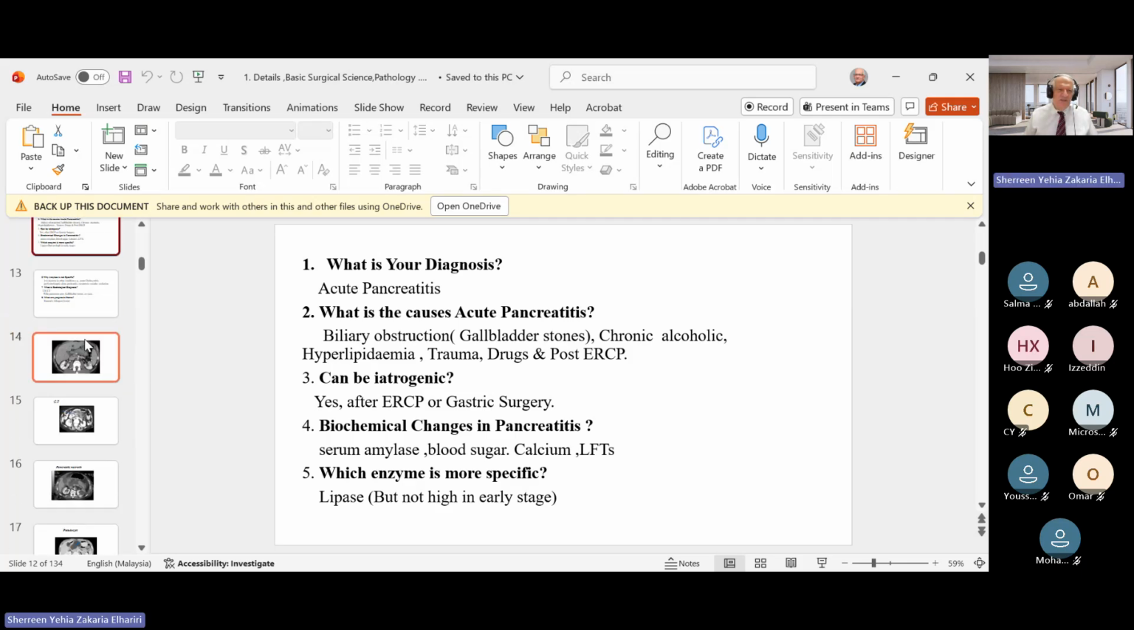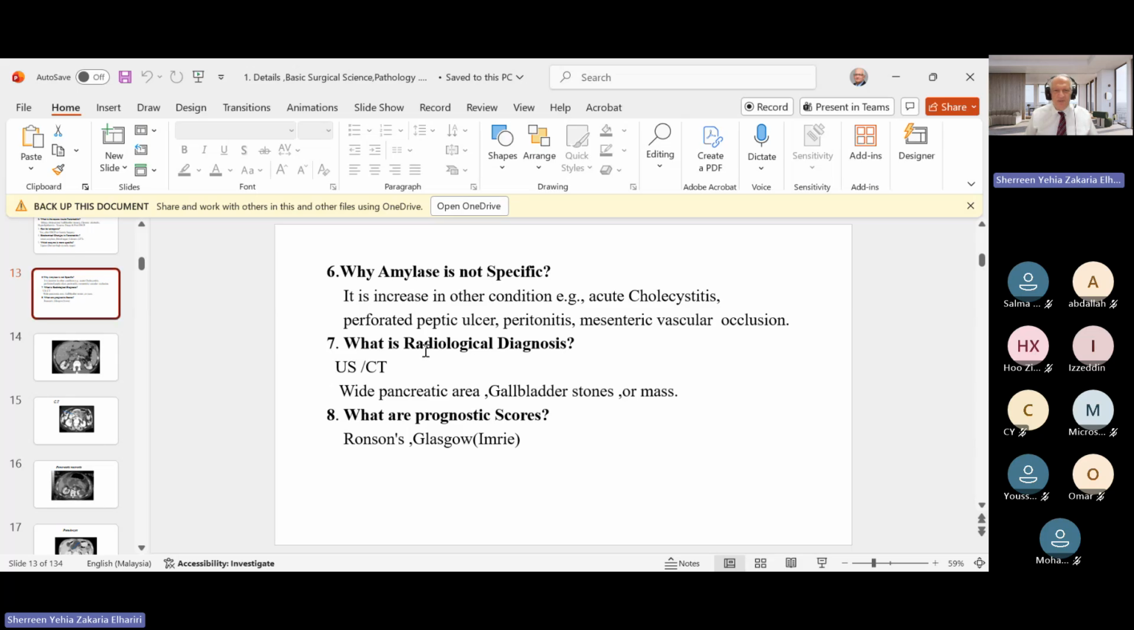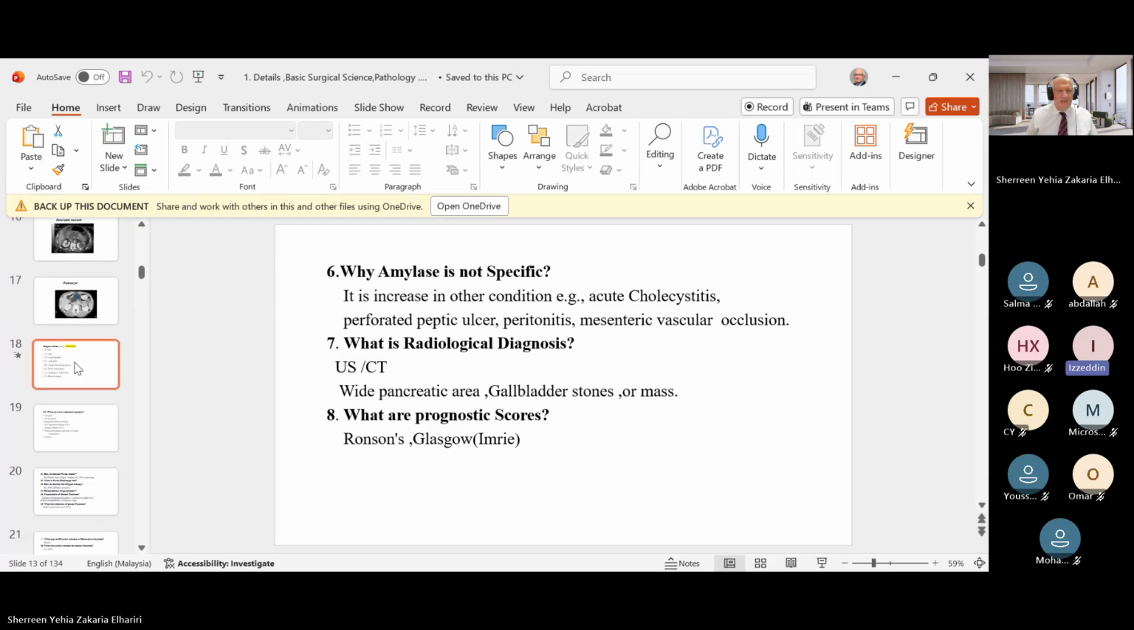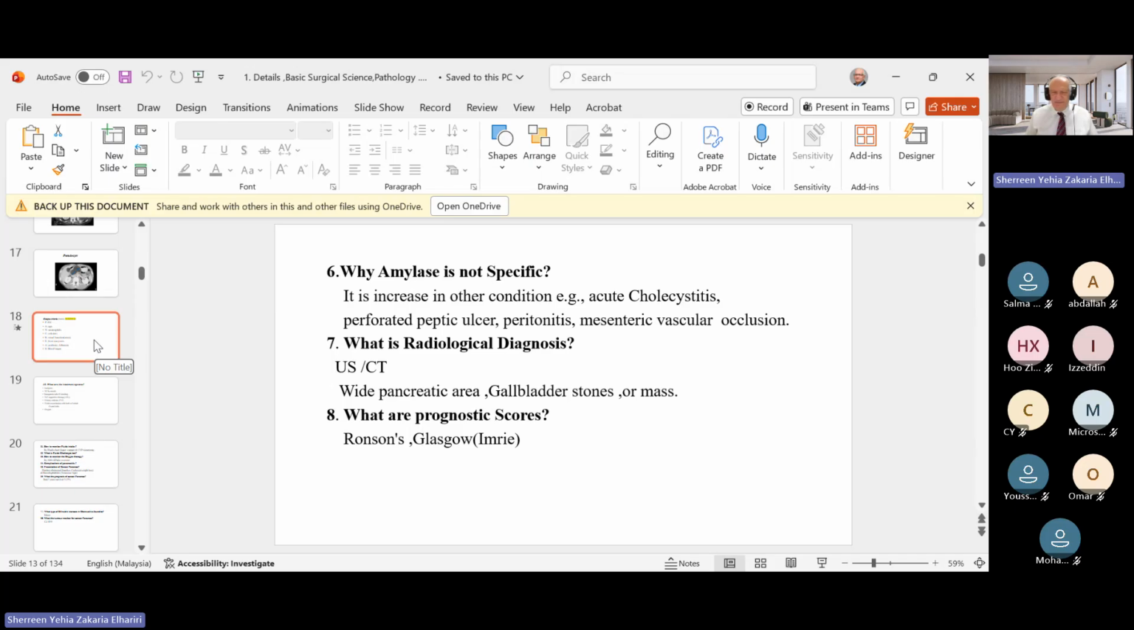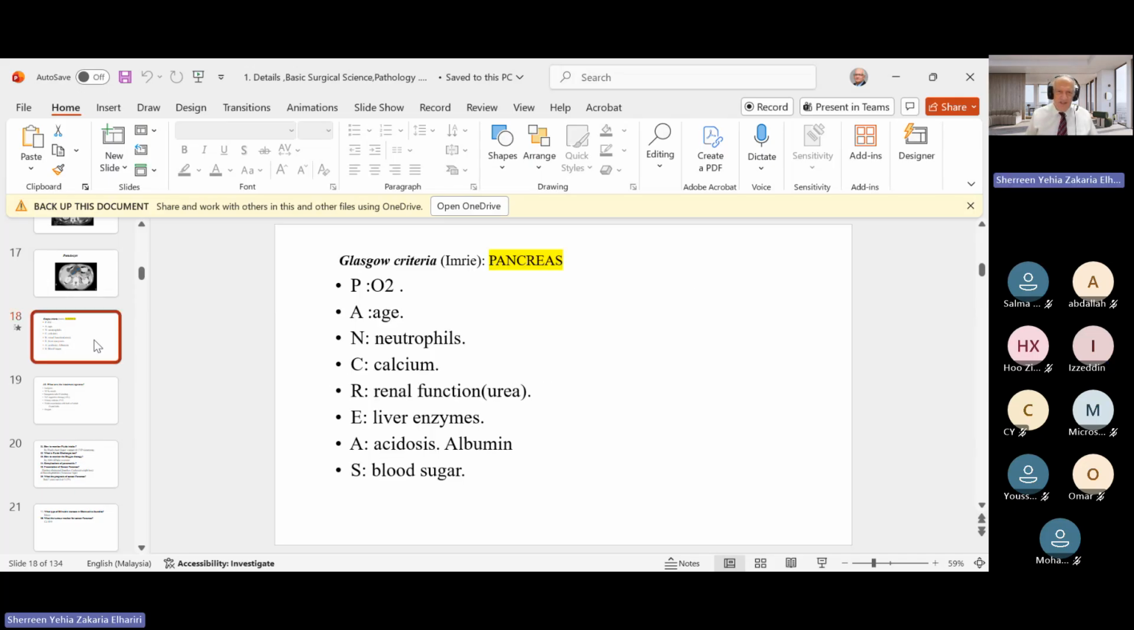Okay. All right. So is there any prognostic factor you know about acute pancreatitis? Yeah, there are two, Glasgow and Ranson. Which one is easy to remember? I think Glasgow. Okay, so in this situation, you take a paper and write PANCREAS. P is for PaO2, and you don't need to mention the number, just say it is increased or decreased. Can you start? Okay, so P is partial O2, which will be decreased.